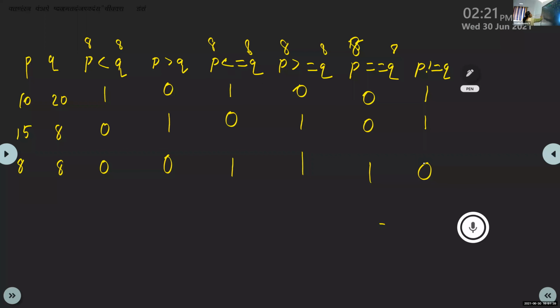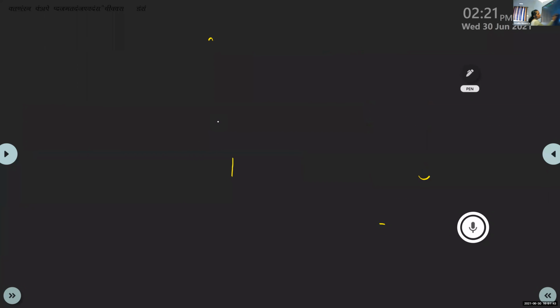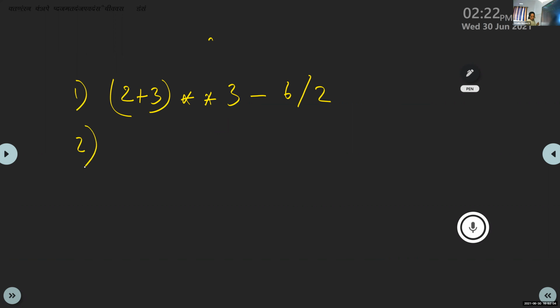Okay. Then we'll give 2 more questions based on arithmetic operators. Do it as homework, okay? Just write the question. 2 plus 3. New students are there? No. So calculate this question. 3 minus 6 by 2. This is the first question. Then second question.